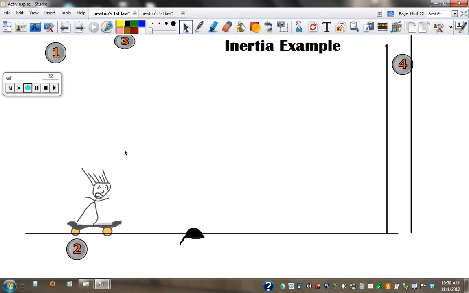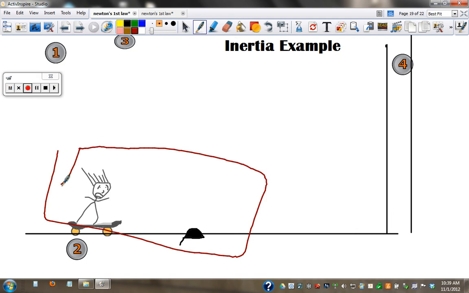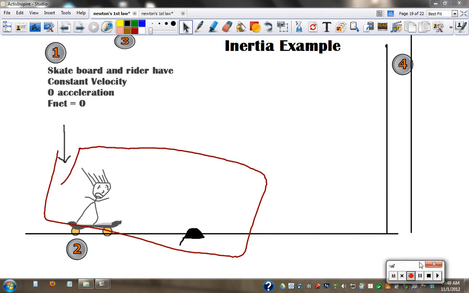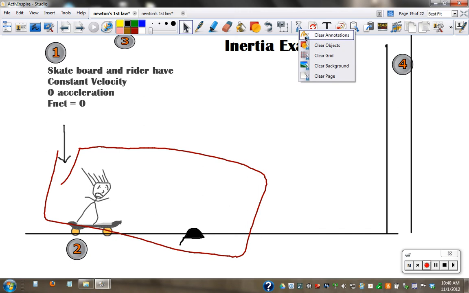So, what I want you to do is this is going to be box number one, the skateboarder riding towards Little Rock. And here is your caption. The skateboard and rider have constant velocity. That means there's zero acceleration and zero net force. Pause the video so you can draw that.